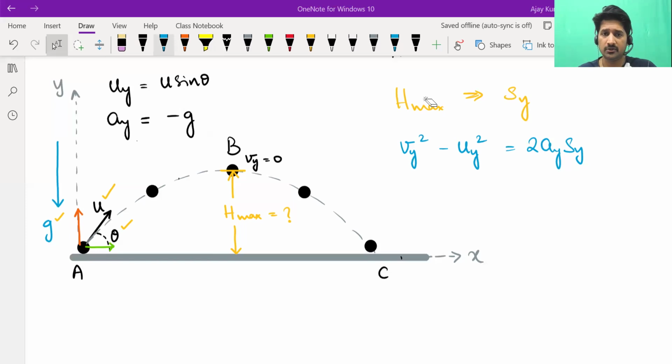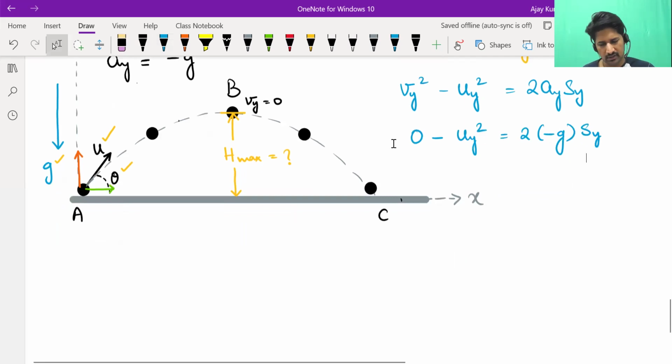Pawan, tell me, what values are you substituting? How much is Vy? Sir, U square sin square theta by 2G. Okay, U square sine square theta by 2g, correct. Vy is 0. Now Uy, let's keep it as it is. 2 Ay is minus g multiplied with displacement in y direction.